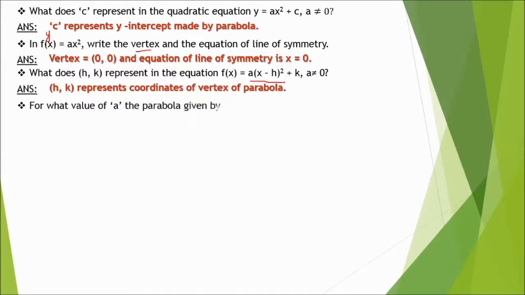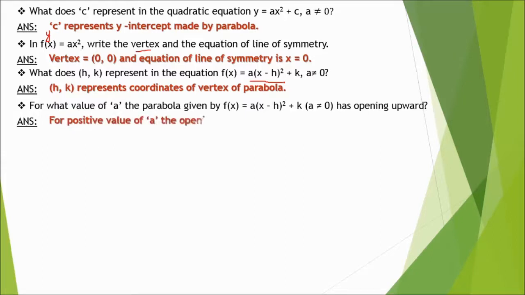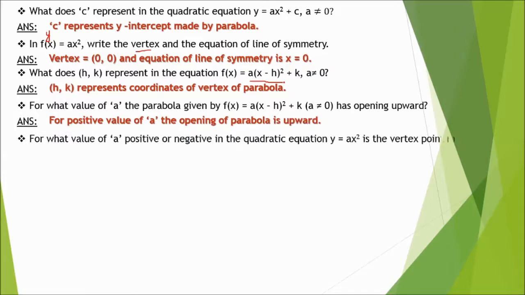For what value of a does the parabola given by this open upward? For the positive value of a, the opening of the parabola is upward. For what value of a, positive or negative, is the vertex point minimum? The vertex point is minimum only when the curve turns upward, isn't it? So for the curve to turn upward, the value of a must be positive. So the answer is positive value of a.